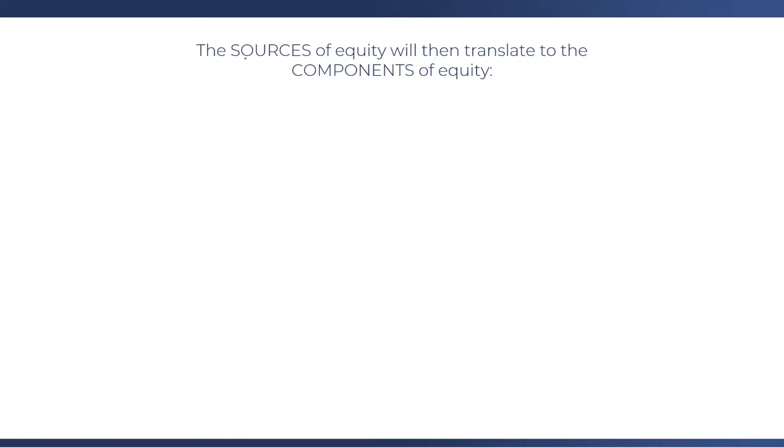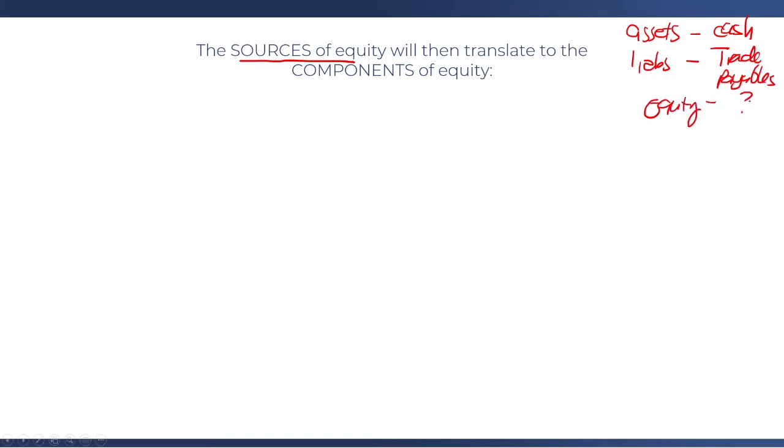So the two sources of equity will then translate to the components of equity. We talk about components of equity because I want to align it with your knowledge in assets and liabilities, in which you can think of certain examples of these two when asked. For example, for assets, you can immediately think of cash. For liabilities, you can immediately think of trade payables, for example. For equity, what is something that you can think of as an example? So that's something that I want to address in this slide.